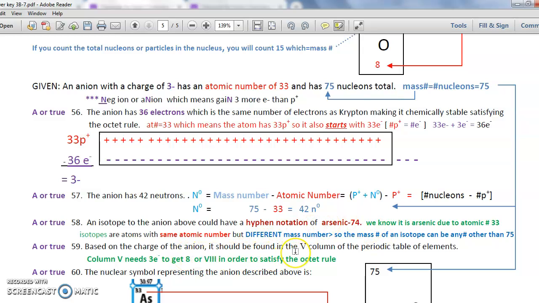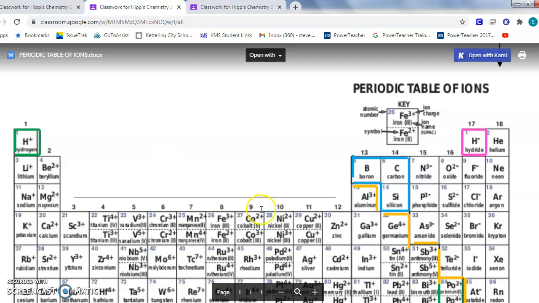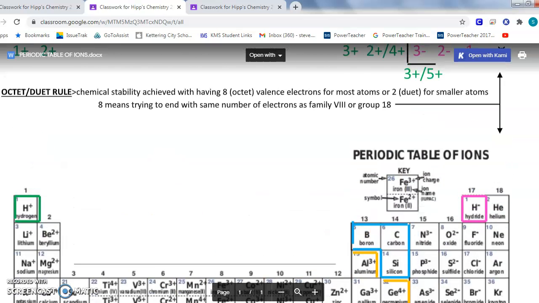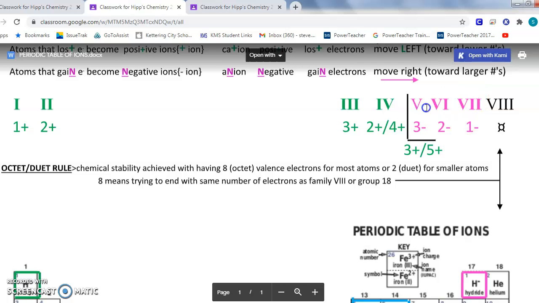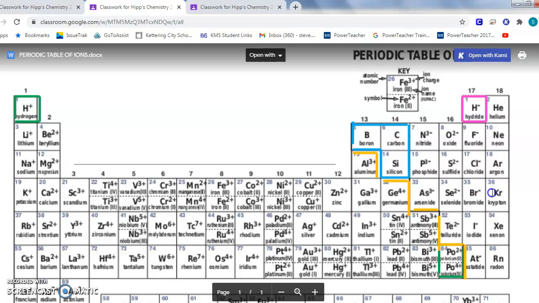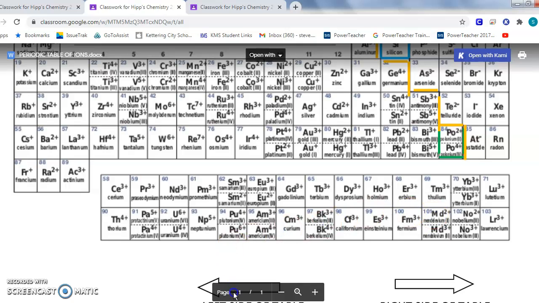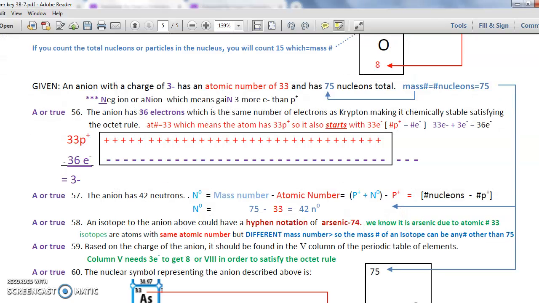Based on the charge of the atom, we would suspect it could be in family 5. Absolutely, family 5 needs 3 to get 8. Let's verify. Here's arsenic, 33. It's group 15. The group numbers go left to right, 1 through 18, because there are 18 vertical columns. But we go from arsenic to the top of the table, up here. It is in Roman 5. Why? It needs 3 more to fill its outermost level, its valence level, to get 8. If arsenic gets 3 more, 1, 2, 3, it would be chemically stable like krypton, who has 36 electrons and has filled its outer level with 8.